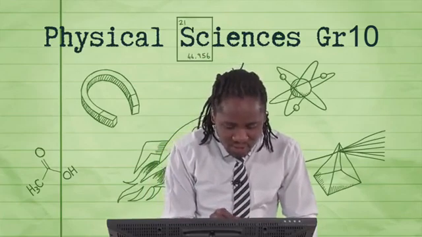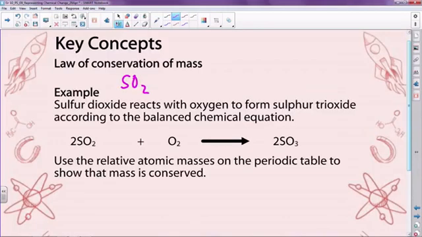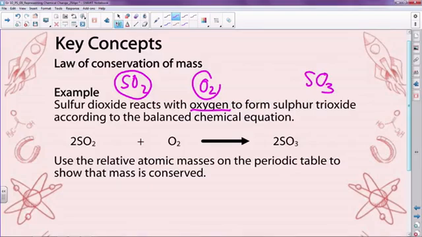Right, so sulfur dioxide, which is SO2, is indicated in the reaction, reacts with oxygen, that's O2. Remember, oxygen is what we refer to as a diatomic molecule of an element. Yet sulfur dioxide is a molecule of a compound. Very, very important for us to take note of that. That's a compound and that's an element. So molecules do not necessarily refer to compounds alone. So they form sulfur trioxide, as shown in the equation below.